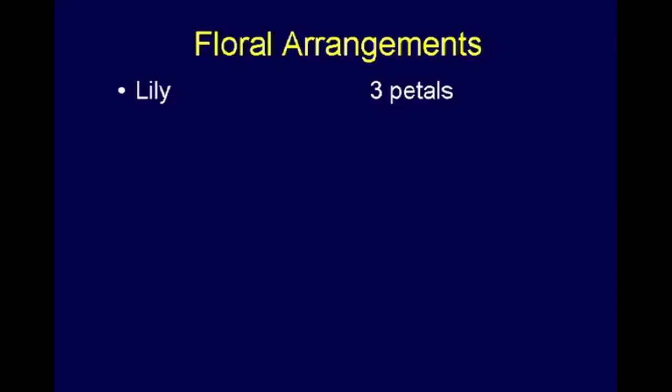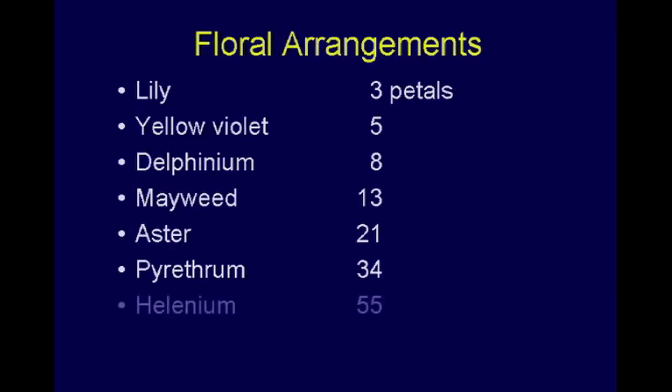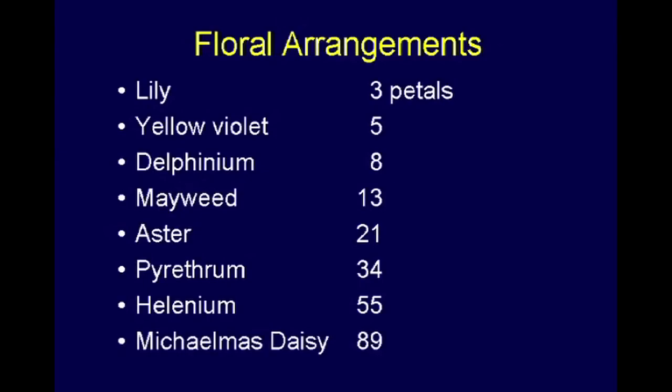In floral arrangements, we discover the lily has three petals, the yellow violet 5, delphinium 8, the mayweed 13, the aster 21, pyrethrum has 34, helenium has 55, Michaelmas daisy has 89. So if you're one of these people, she loves me, she loves me not, if you know the Fibonacci numbers, you've got a chance of winning that one. Okay. All these, of course, are in the Fibonacci sequence.